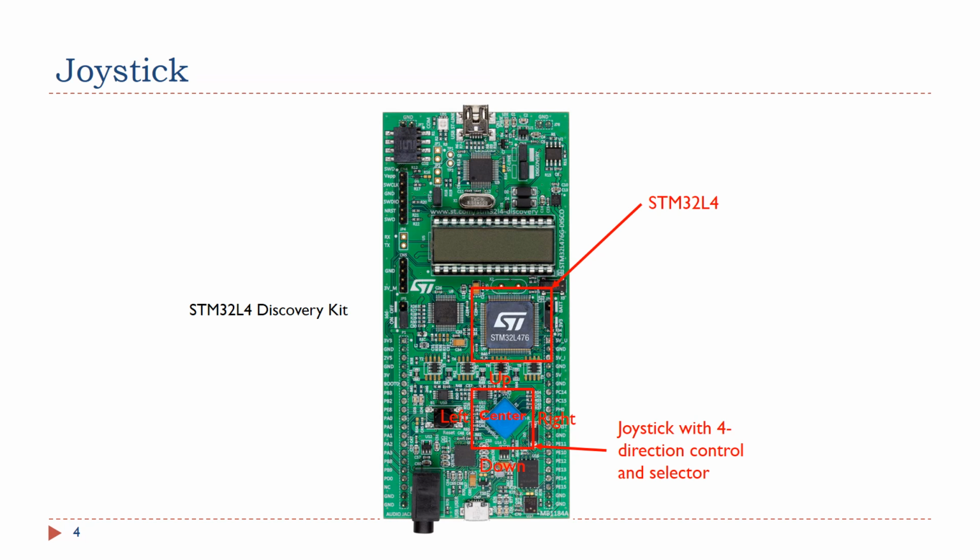We will use the joystick as an example, to show the basic configuration and programming of external interrupts. Each STM32L4 Discovery Kit has a 4-direction joystick. The user may push in one of 4 directions, up, down, left, and right. The user may also press the center of the joystick.